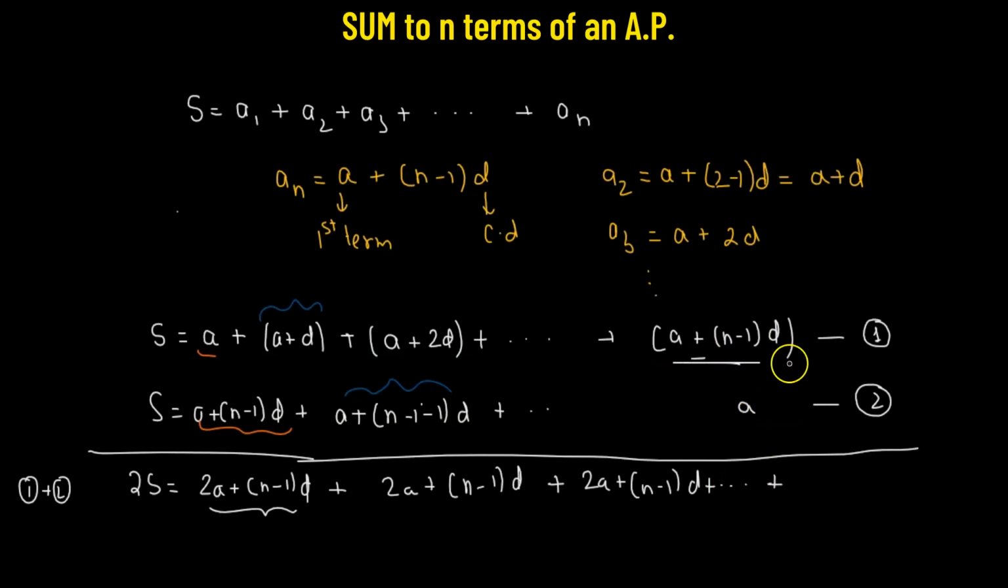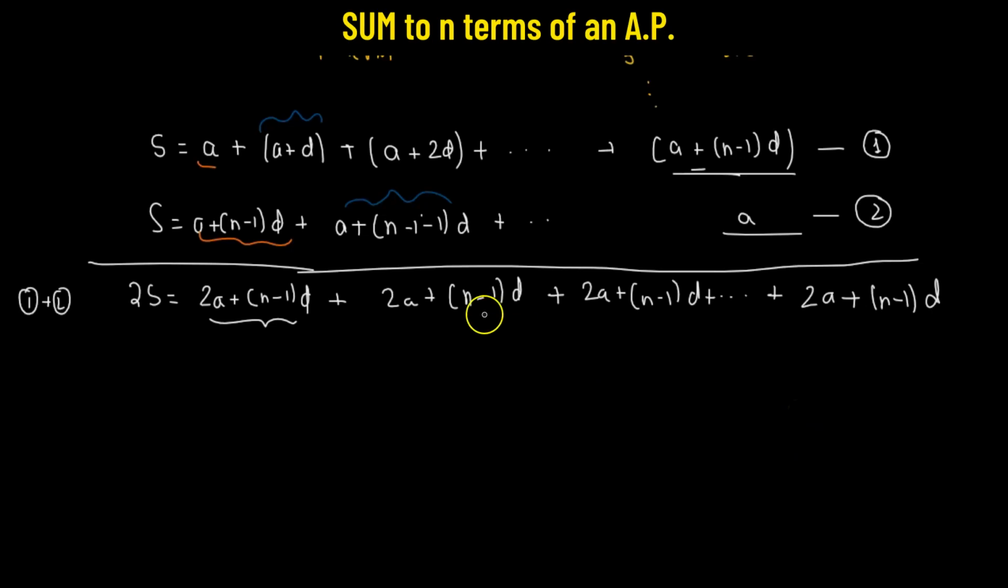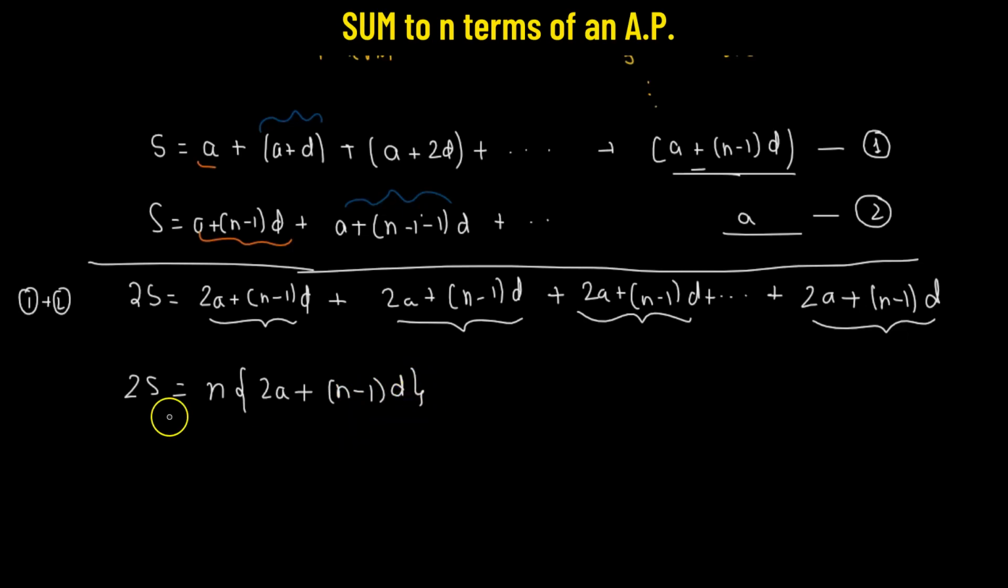So when we add the last terms, this will give us 2a plus n minus 1 times d. So here we can say that this expression, 2a plus n minus 1 times d, is getting added to itself n number of times. So here we can say that we have simply n multiplied to 2a plus n minus 1 times d. Since we need only the sum S, our S will be equal to n over 2 multiplied to 2a plus n minus 1 times the common difference d. So this is going to be the sum up to the n terms of our arithmetic progression.